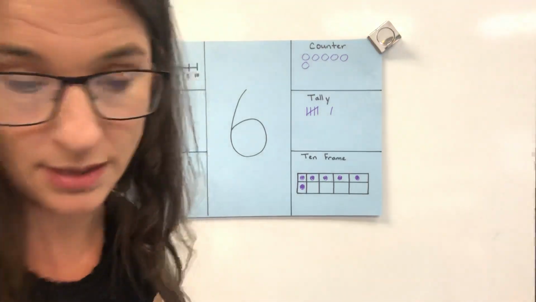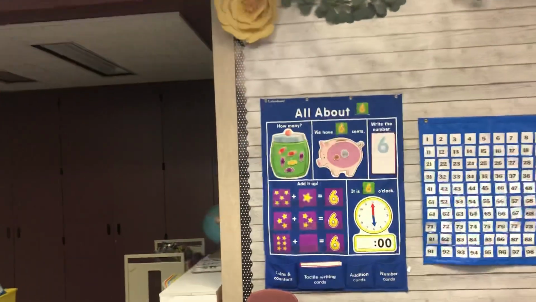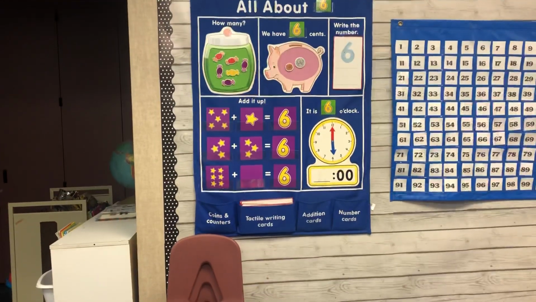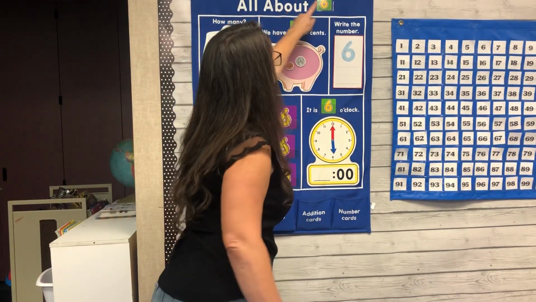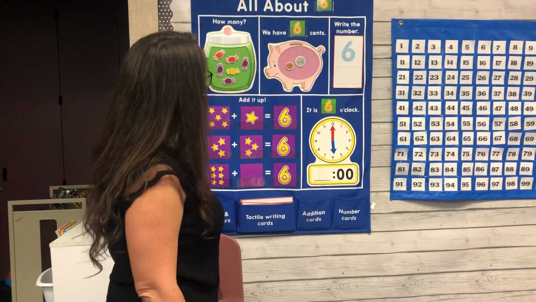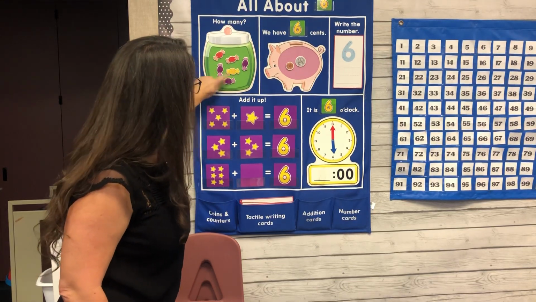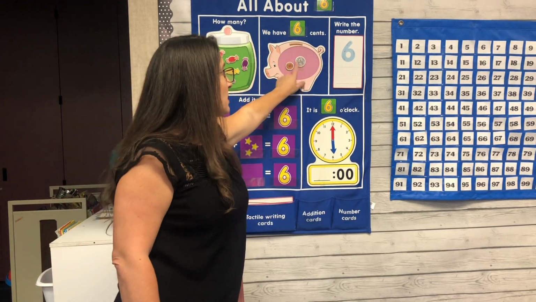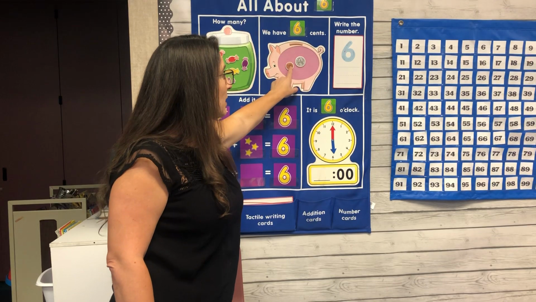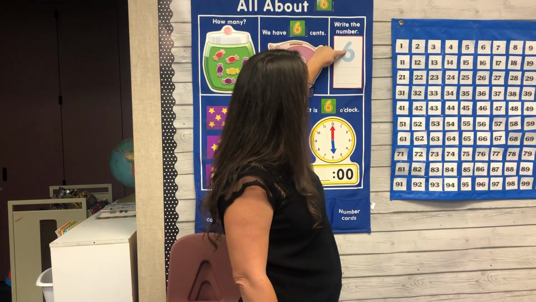And then I'm going to bring this over here to show you another chart that we have in our classroom that has 6. And it's all about the number 6. It says at the top, all about 6. And how many candies are in the candy jar? 1, 2, 3, 4, 5, 6. 6 candies in the candy jar. This is 6 cents because remember this is 5 and 1 more penny is 6. 5 and 1 more is 6. This kind of helps you make a 6 where you go down, around, give a hug.